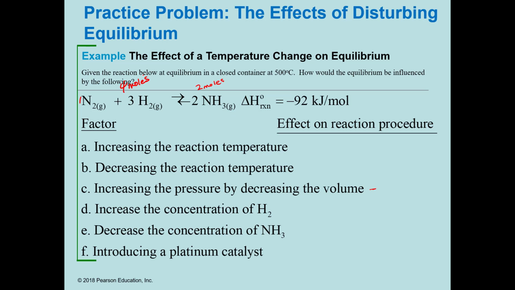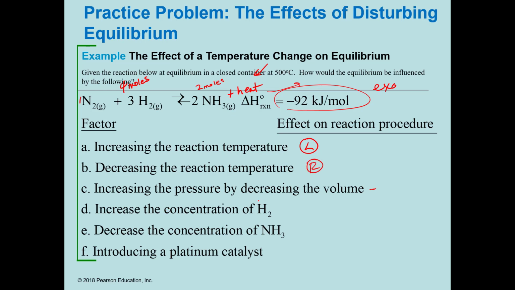All right, and then it's a negative 92 kilojoules, which means that it's exothermic, which means heat is a product. Now, once I figure that out, when I look and see what I'm doing, I'll be able to either push it or pull it. So, increase the reaction temperature. If I increase temperature, I'm pushing heat, so I'm pushing to the left. If I decrease it, I'm pulling it to the right because I'm removing heat.